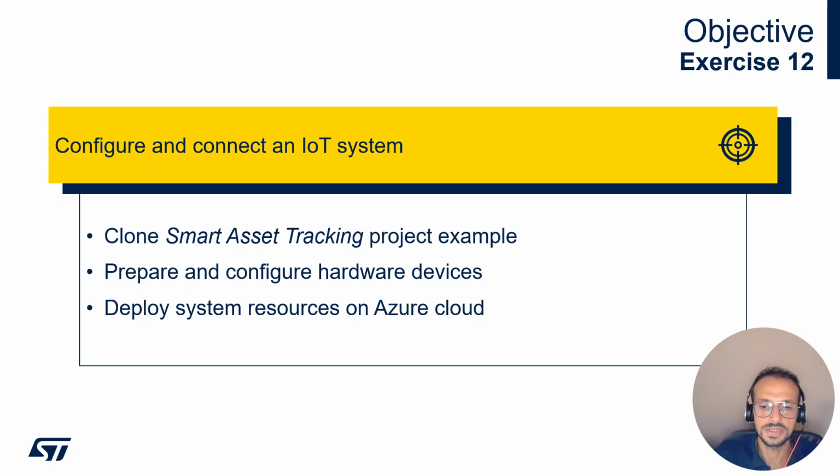The objective of this exercise is to configure and connect an IoT system to Azure Cloud. For that, we need to clone the Smart Asset Tracking project example, prepare and configure all the hardware devices included in the IoT system, and then deploy the resources on Azure Cloud.